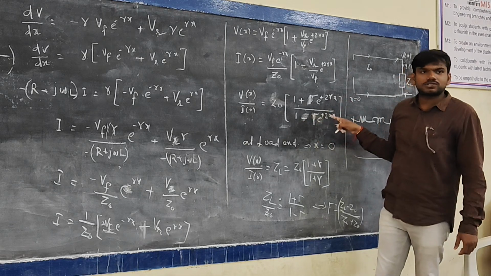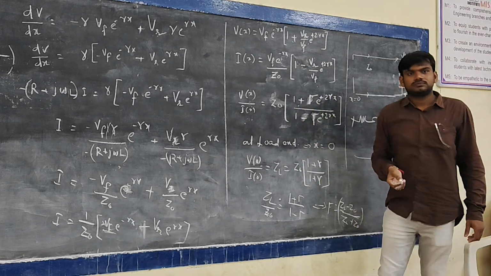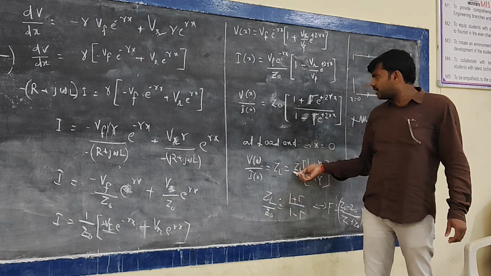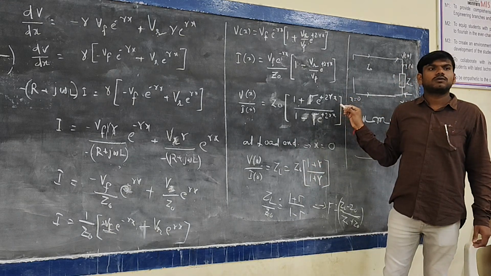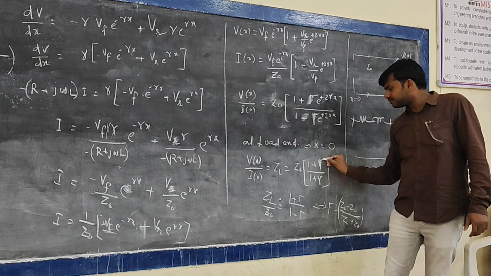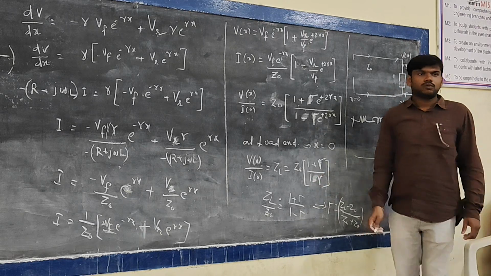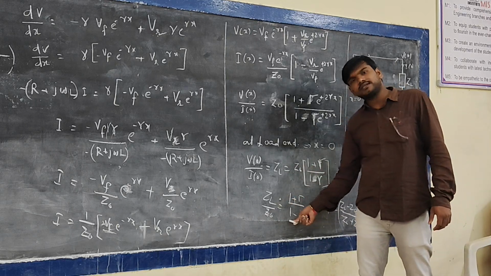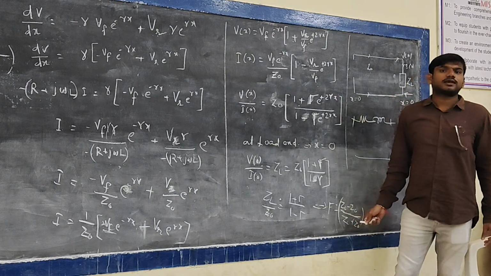Correct. So 1 plus tau into e power 2 gamma x divides by 1 minus tau into e power plus 2 gamma x. Then if I substitute x equal to 0, here it should be V of 0 by I of 0 equal to ZL. So ZL equal to Z naught. If I take x equal to 0, e power 0 is 1. So then it should be 1 plus tau by 1 minus tau. That is ZL by Z naught equal to 1 plus tau by 1 minus tau. Then tau you can calculate the same.